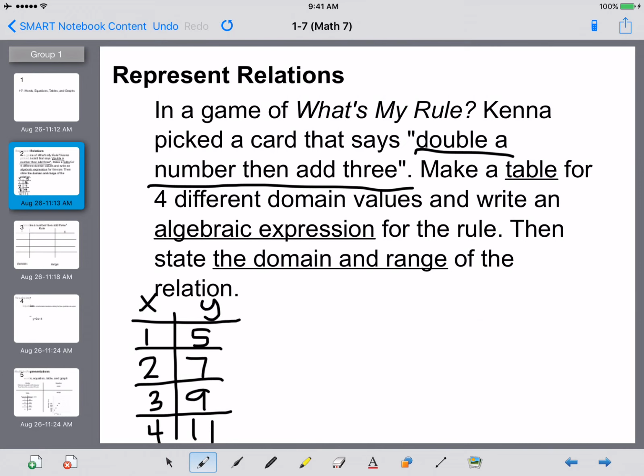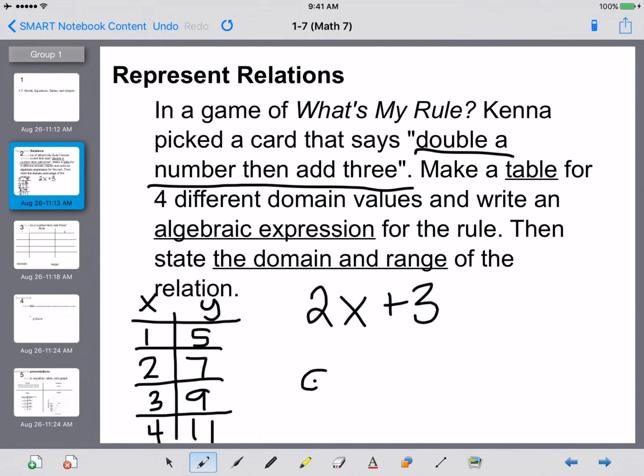Then we need to write an algebraic expression for the rule. So we know our variable here is x. What was happening to x is we were doubling it, so we were multiplying that by 2. And then we were adding 3 to whatever we got there.